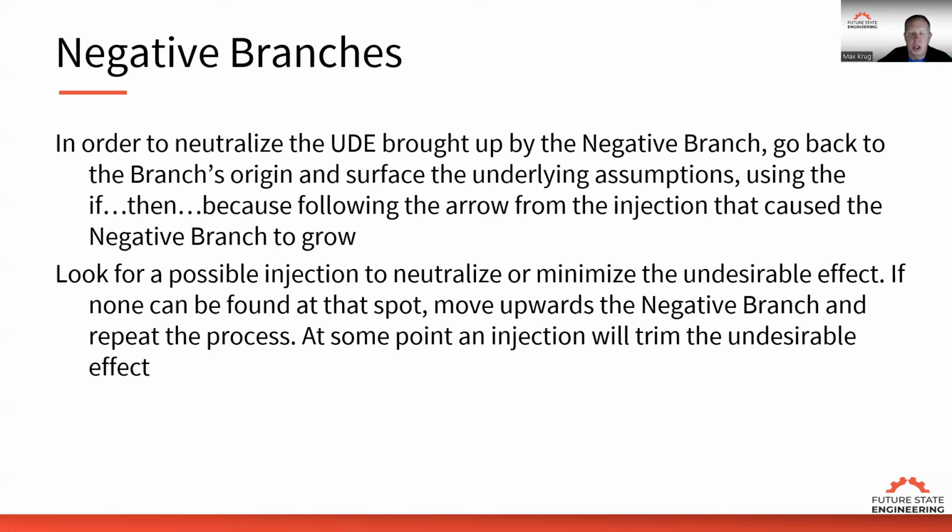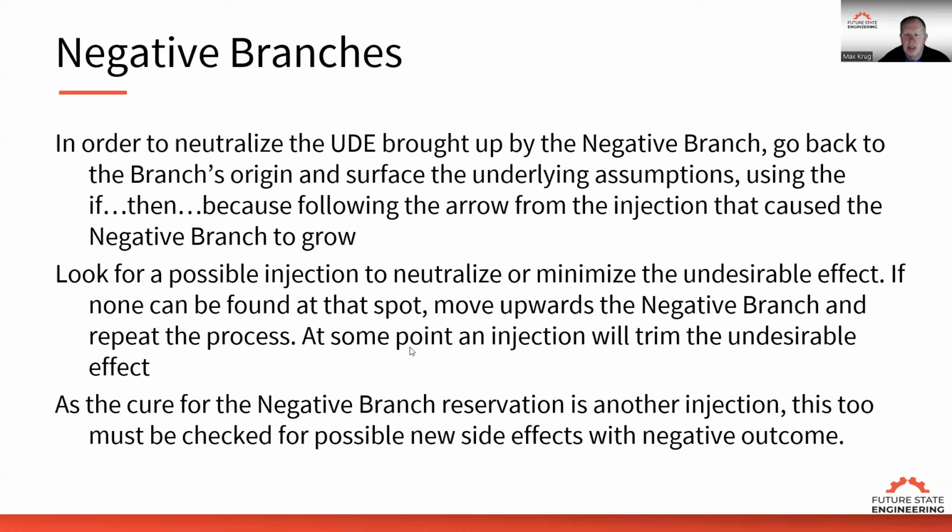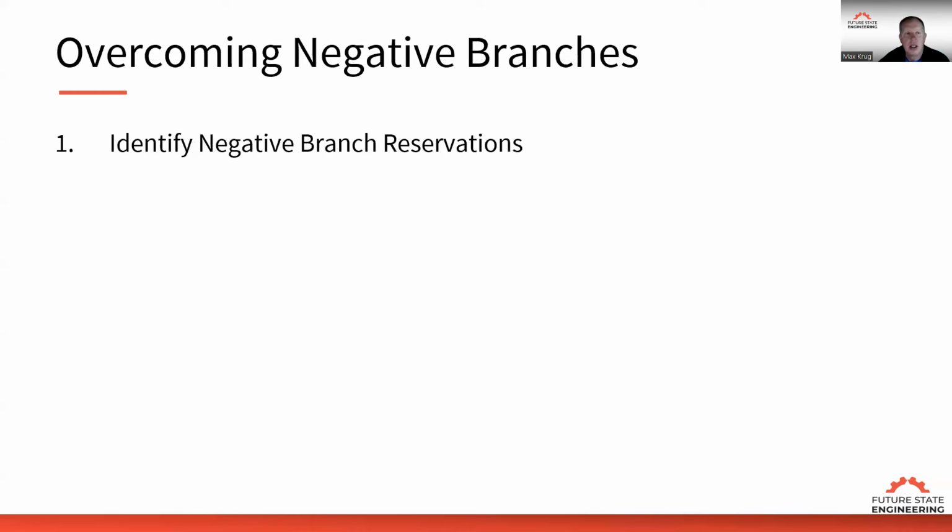And then if you don't see it at the base, keep moving up the negative branch until you find the point where the negative branch starts or where an injection can reduce or trim that effect. So the negative branch is another injection that's going to strengthen your solution, and it also prevents any negative side effects or consequences. What's the process for overcoming negative branches?